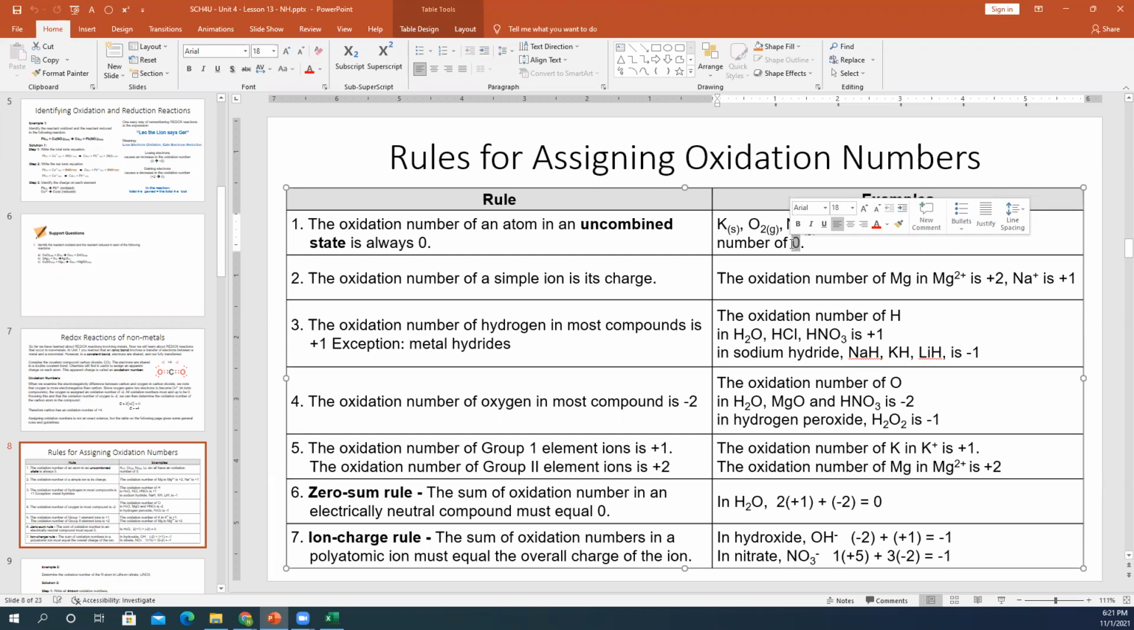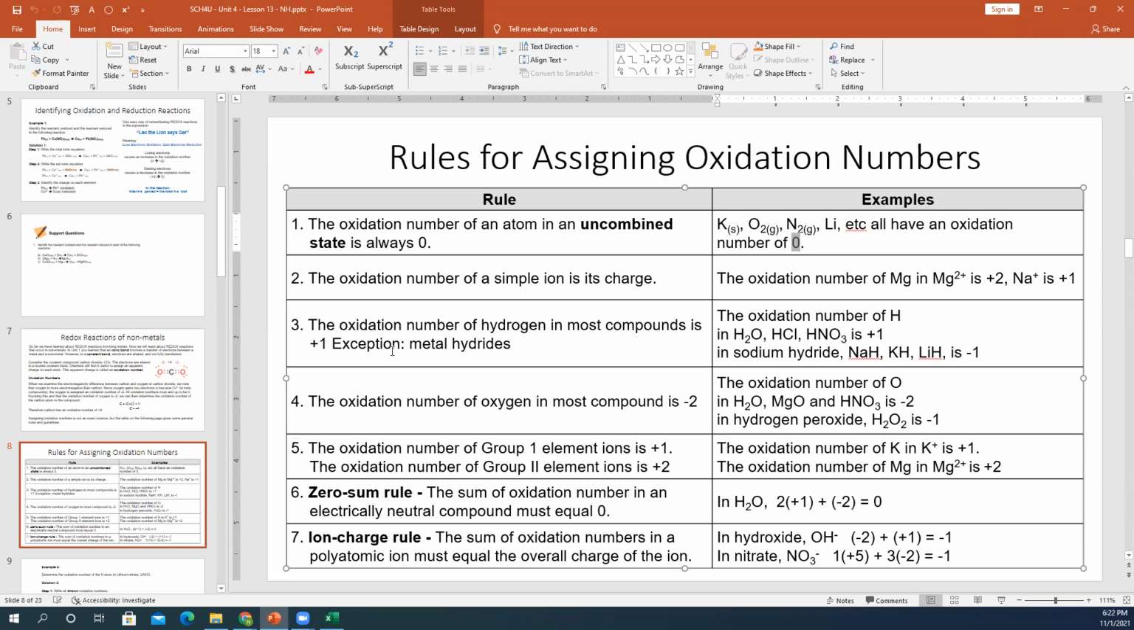The second rule is that the oxidation number of a simple ion is simply its charge. What do we mean by that? For example, the oxidation number of magnesium in a magnesium ion, which has a charge of +2, is simply +2. So the oxidation number of a simple ion, such as this magnesium ion, is its charge. So it is +2. In a sodium ion, it is +1, for example.